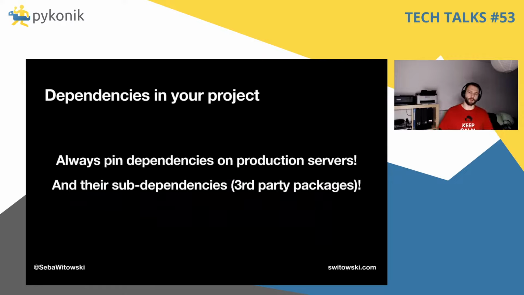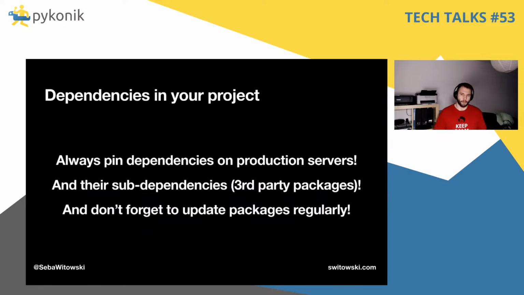But here's the tricky part. You also need to pin the third-party packages, so the dependencies of your dependencies. Otherwise, there is a chance that, for example, Django depends on some other package, and when that package gets updated, Django will break. So we should not only pin versions of our dependencies, but we should also pin any third-party package that our dependencies are using. That sounds like a lot of work, but at least that way we can be sure that we have the exact same packages installed on our production servers as we have installed and tested during the development.